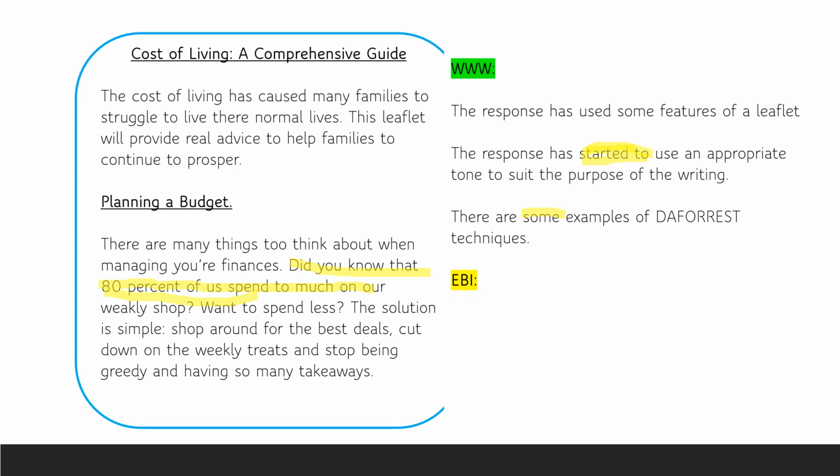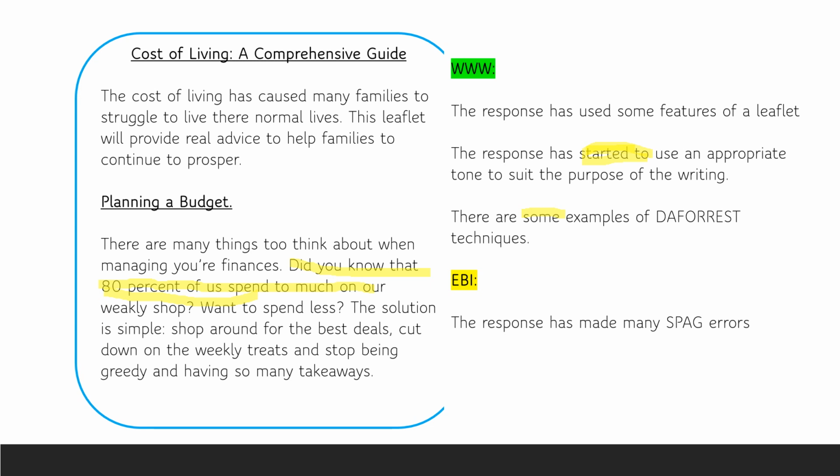EBI, so things that need to be improved then. The response has many SPAG errors. So hopefully you're able to pick up on them there. And sometimes it's not that easy to pick up on because a lot of the time what we do is we gloss over these things and it is really hard to actually understand where the errors actually are.